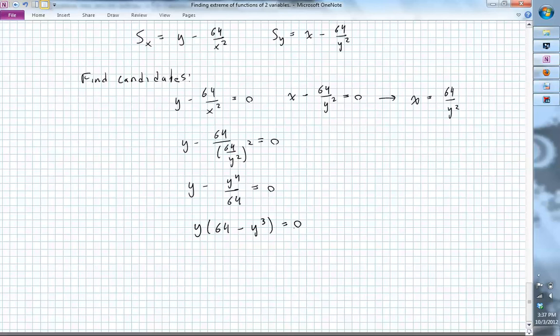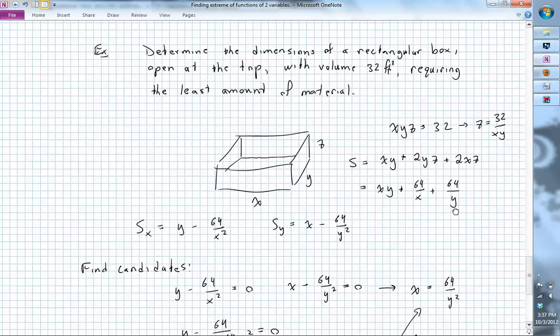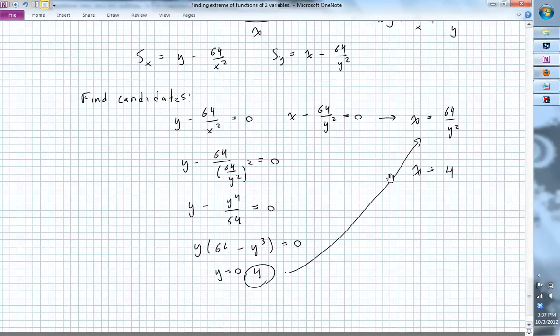Two solutions to this, right? What are the two solutions? 0, which we don't care about, and 4. And we only care about 4. If Y is 4, what's X? It's 4. Absolutely. Okay, if Y is 4 and X is 4, what's Z? Yep.